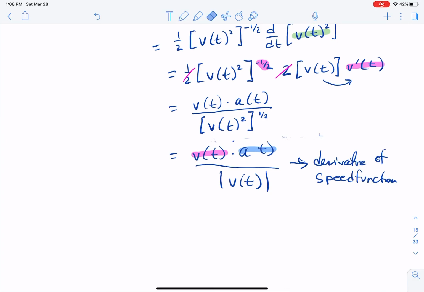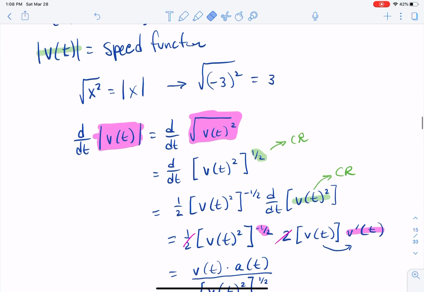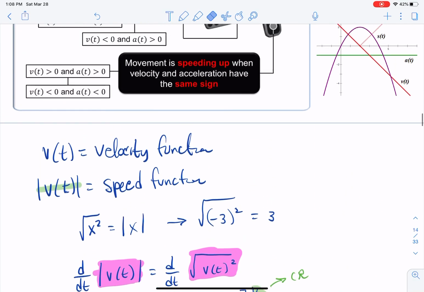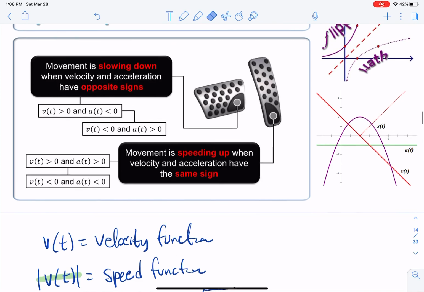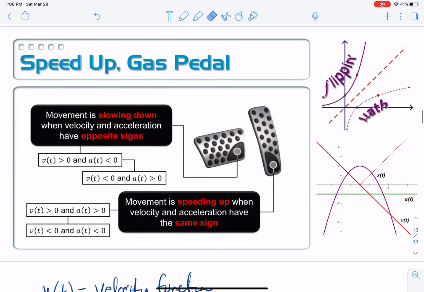Which is why, all of this to show you definitively, mathematically, why all we have to do in order to see whether or not our speed is increasing or decreasing is look at the signs of the velocity and the acceleration. When they are the same, it's speeding up, it's hitting the gas pedal. When they are different signs, then it's slowing down. They're working against each other, it's hitting the brakes.